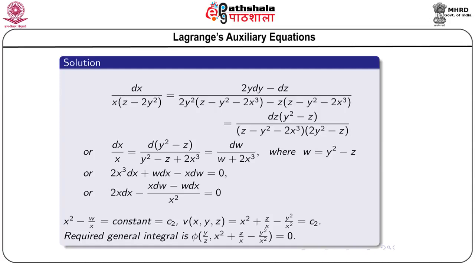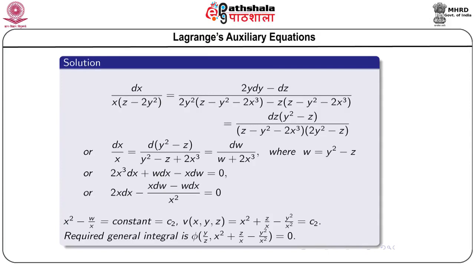Now, substituting the value of w, that means putting the value of w as y square minus z, we will obtain the expression for v(x, y, z) as x square plus z by x minus y square by x square equals c2. Therefore, the general integral is phi of (u, v) equals 0, where u is y by z and v is x square plus z by x minus y square by x square.